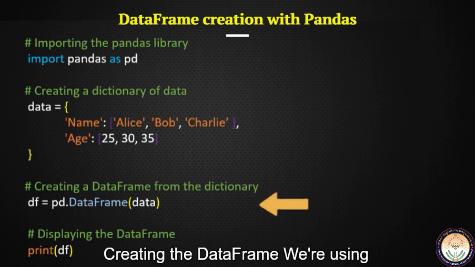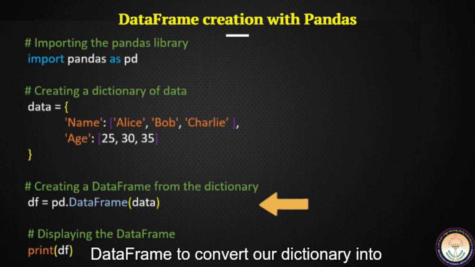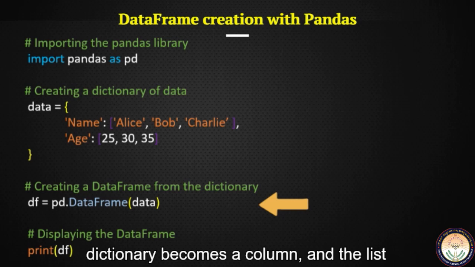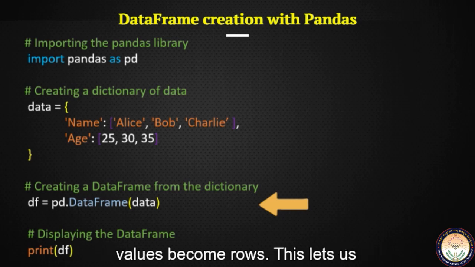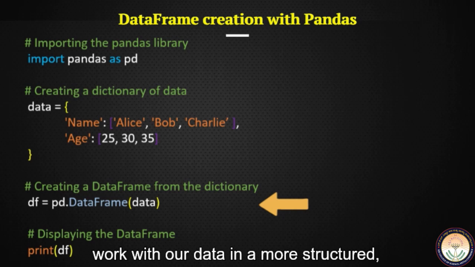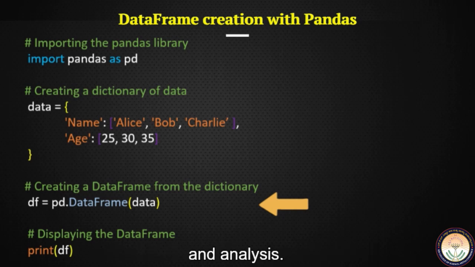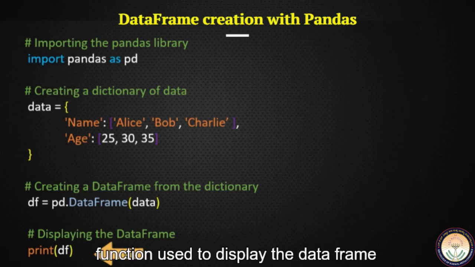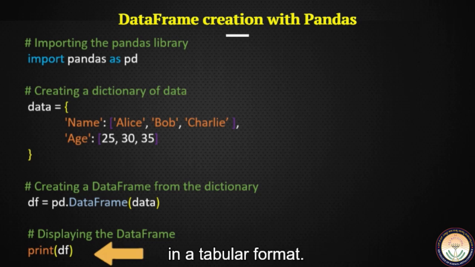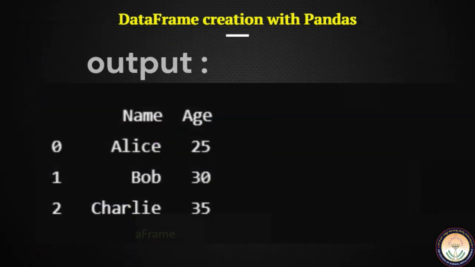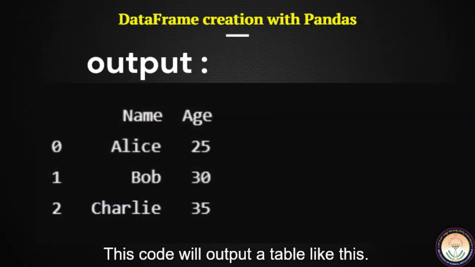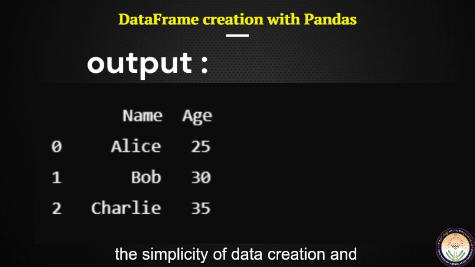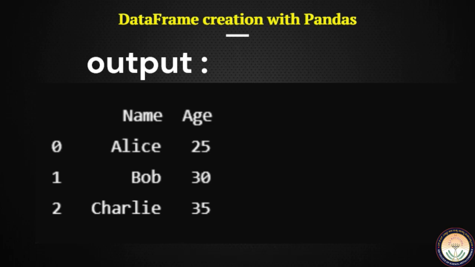Creating the data frame. We're using DataFrame to convert our dictionary into a data frame. Each key in the dictionary becomes a column, and the list values become rows. This lets us work with our data in a more structured, table-like format for easy manipulation and analysis. Displaying the data frame. The print function is used to display the data frame in a tabular format. This code will output a table like this. This example is useful for demonstrating the simplicity of data creation and manipulation in pandas.